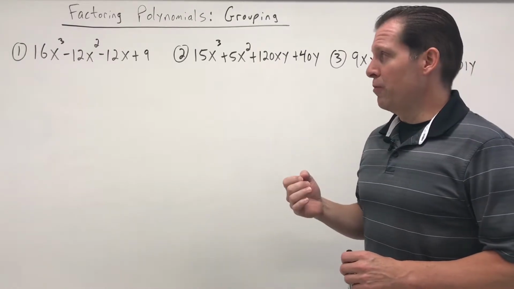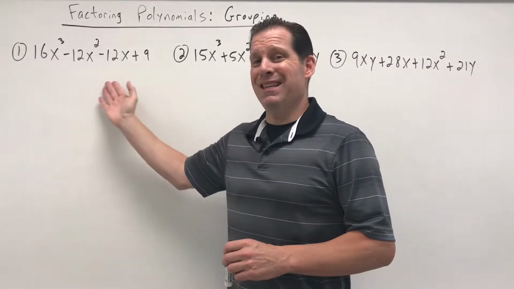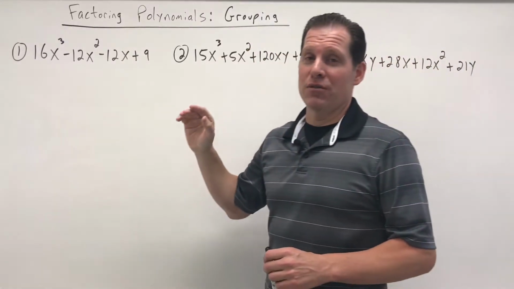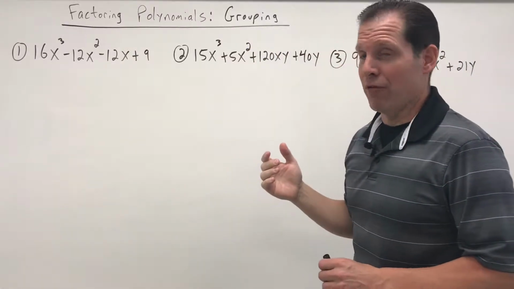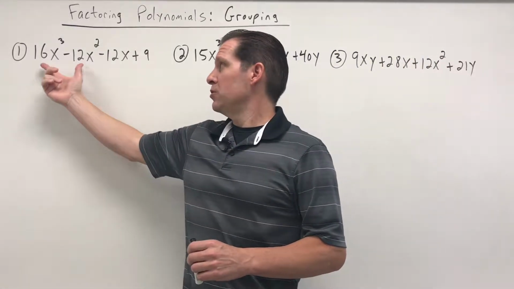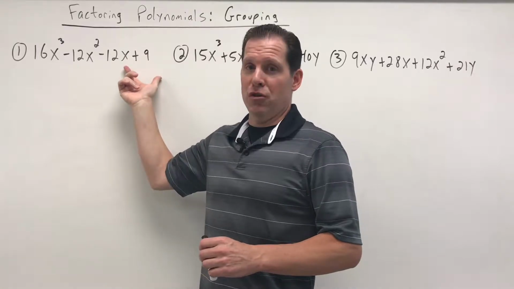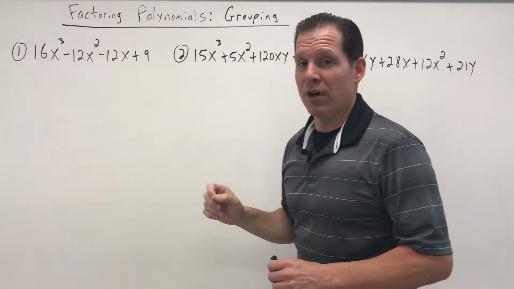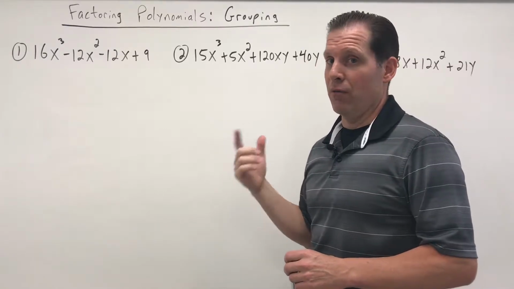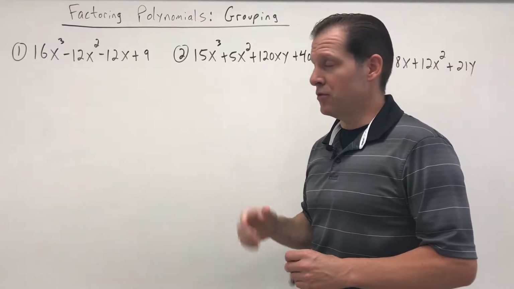So with grouping, one of the giveaways is the number of terms. All of these problems here have 4 terms, so that's a giveaway that it's going to be factoring by grouping. What we want to do is group 2 terms together, and then group another 2 terms together. Typically with these problems, you group the first 2 and then the last 2 together, and that will work in most cases. Not always, but in most cases.